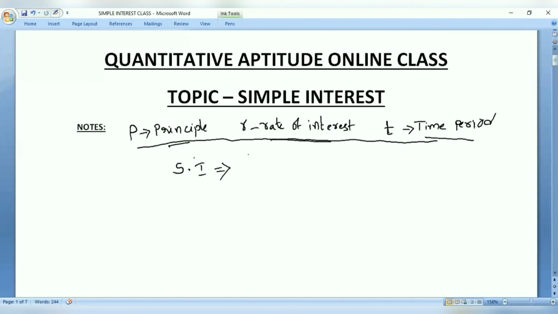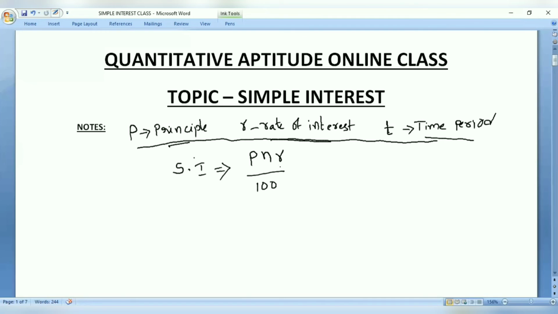Now, for simple interest, the formula is like this: PNR divided by 100, where P represents the amount that you invested or deposited or lent. N represents the number of years. N always represents number of years. If months or days are given, how do we calculate? We'll see it in due course.